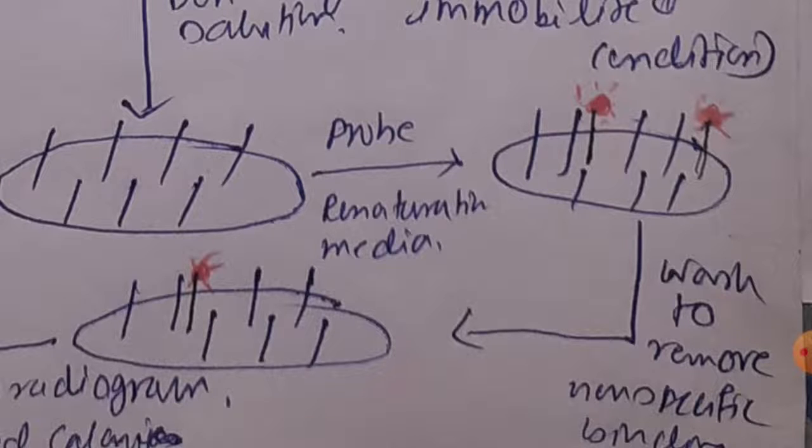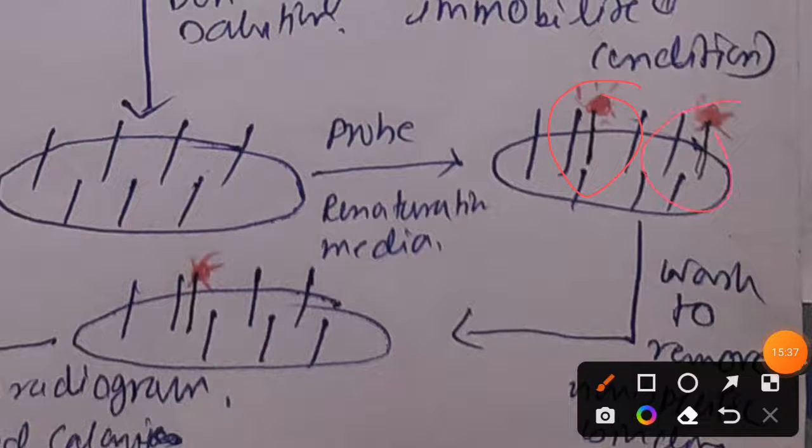And as we have seen in our Southern blotting technique, here also the probe will bind with those single stranded DNA molecules both specifically and unspecifically. Then after a washing step, only the probe that binds with the single stranded DNA molecule specifically remains.